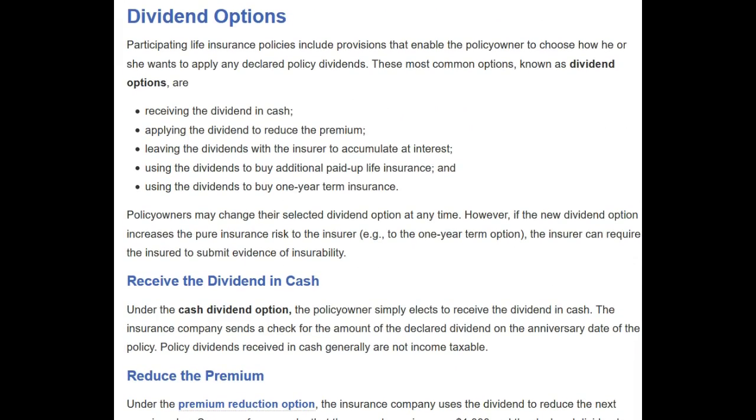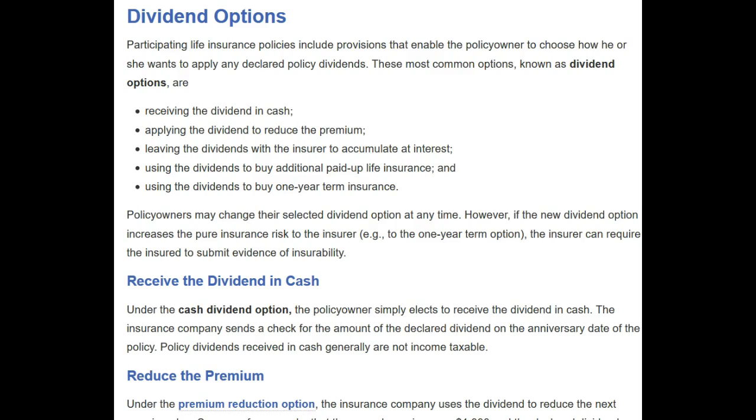Dividend options. Participating life insurance policies include provisions that enable the policy owner to choose how he or she wants to apply any declared policy dividends. These most common options, known as dividend options, are receiving the dividend in cash, applying the dividend to reduce the premium, leaving the dividends with the insurer to accumulate at interest, using the dividends to buy additional paid-up life insurance, and using the dividends to buy 1-year term insurance.